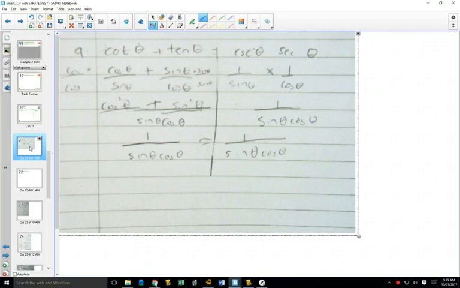Get things to a single fraction. The right-hand side gets to a single fraction right away, 1 over sine cos. The left-hand side, you have to get a common denominator. Okay, and then in this one, you get cos squared plus sine squared on top. And cos squared plus sine squared is 1, and you're done. This proof, if it was out of 3, would get 2.5 out of 3.